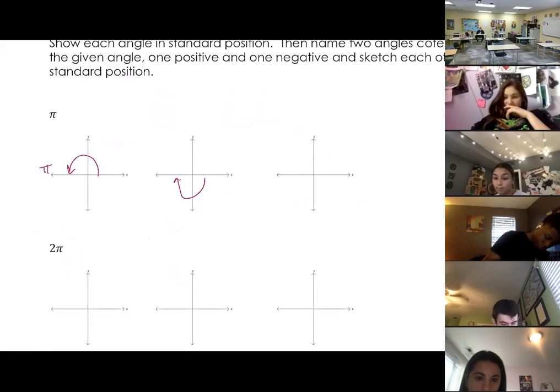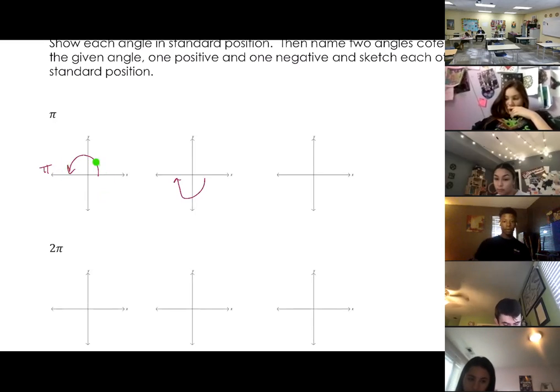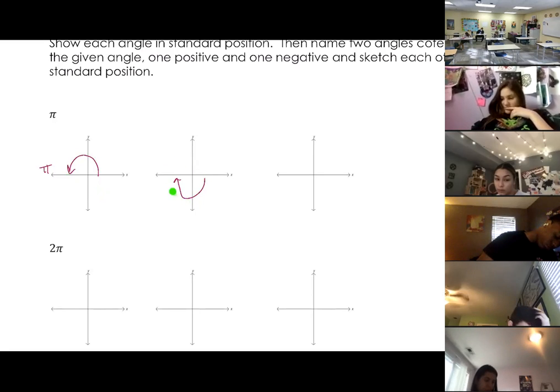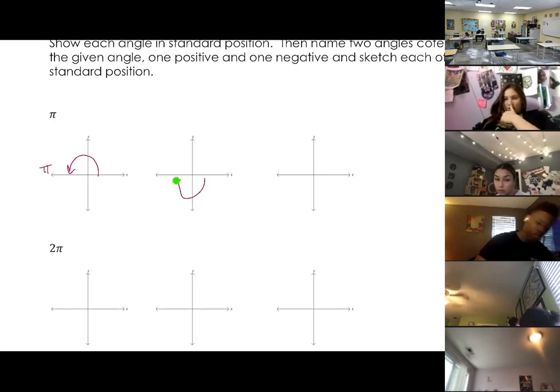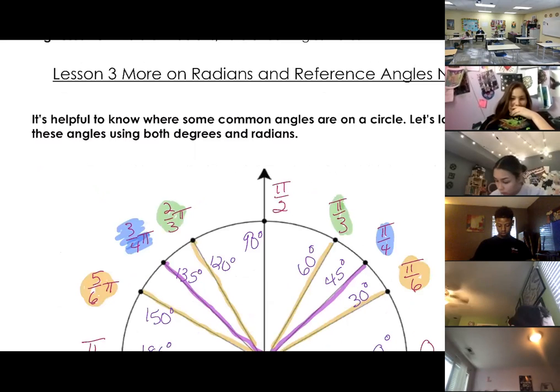I'm not really sure. Okay, so would it be positive or negative? Positive? Okay, so positive is always going in a counterclockwise direction. Negative is when you go in a clockwise direction. So it will be a negative angle. Okay, and it's a straight angle. So a straight angle is pi. So this is negative pi.